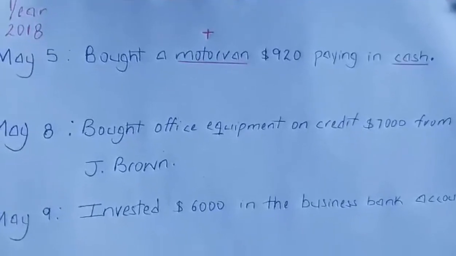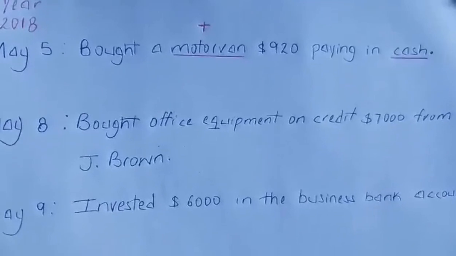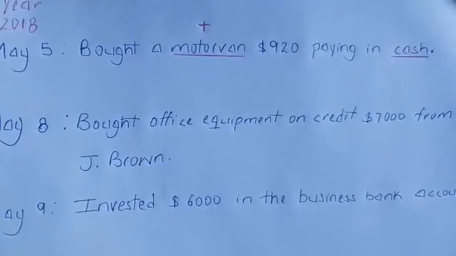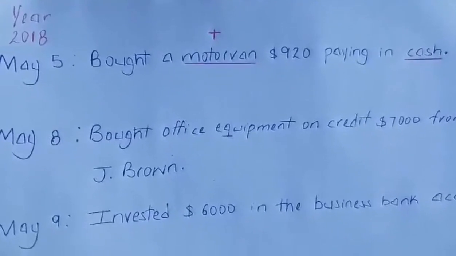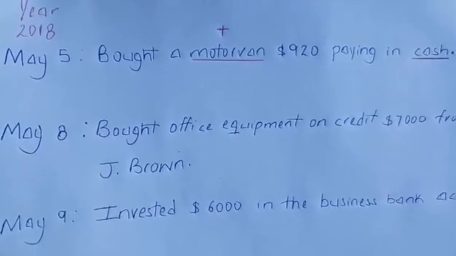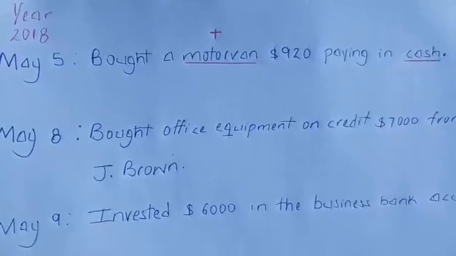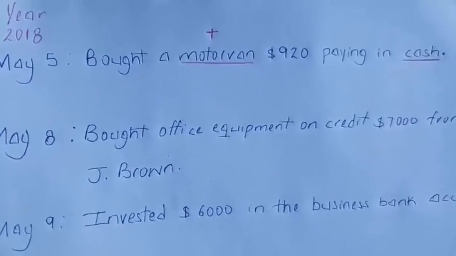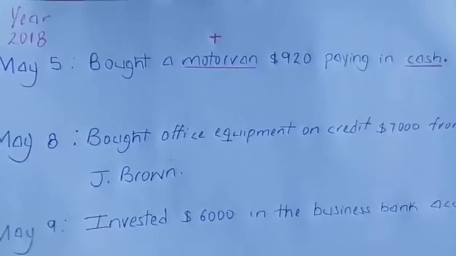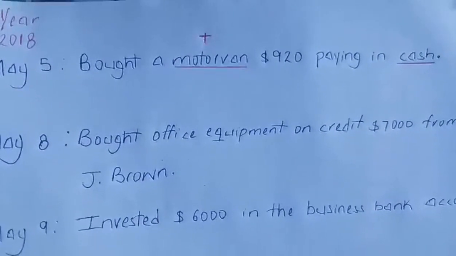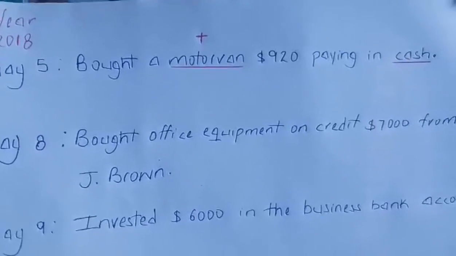And if the business bought a motor van, paying $920 in cash, this simply means that cash is coming out of the business in order to purchase this motor van. So cash would be going down. Cash is decreasing. So hence, I am going to place a small minus over cash.